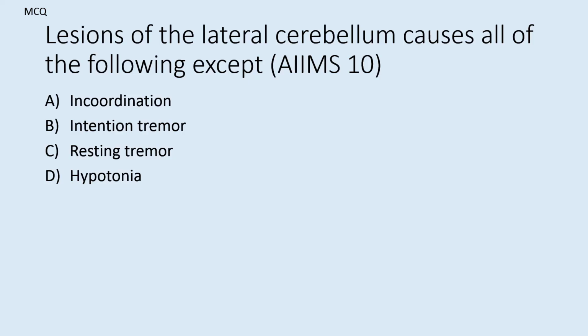Now one MCQ about cerebellar dysfunctions. The question is, lesion of the lateral cerebellum causes all of the following except: option A, incoordination; intention tremor; resting tremor; and the hypotonia? So the answer is resting tremor. So in the patient with the cerebellar lesion, intention tremor or the action tremor occurs, and the resting tremor occurs in the patient with the lesion to the basal ganglia.